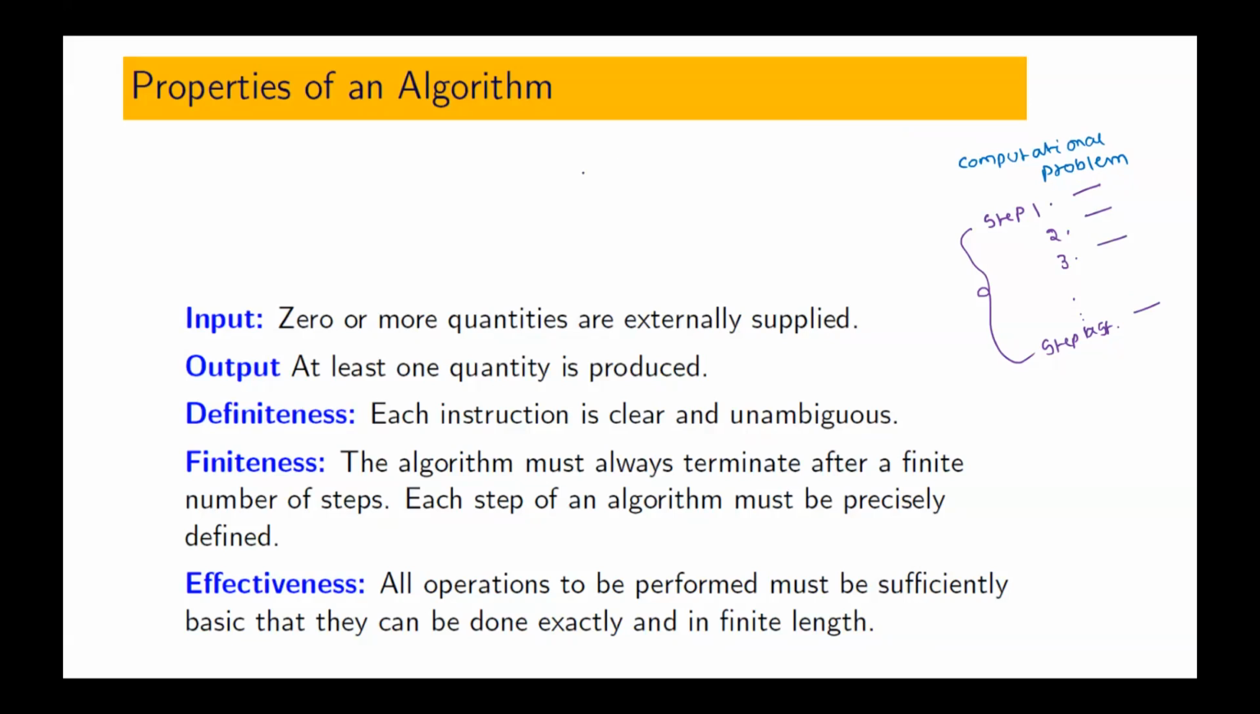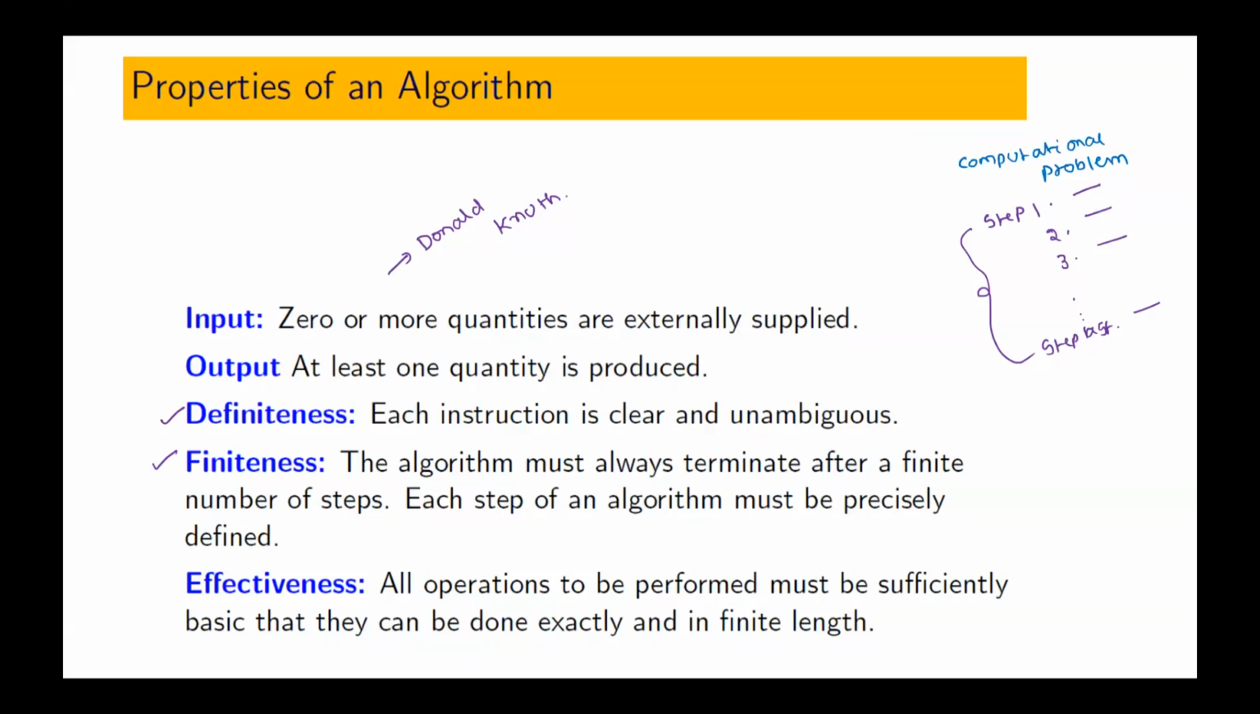No. According to Donald Knuth, an algorithm should have 5 important properties. One is input, and the next is output. Zero or more quantities should be supplied as input.